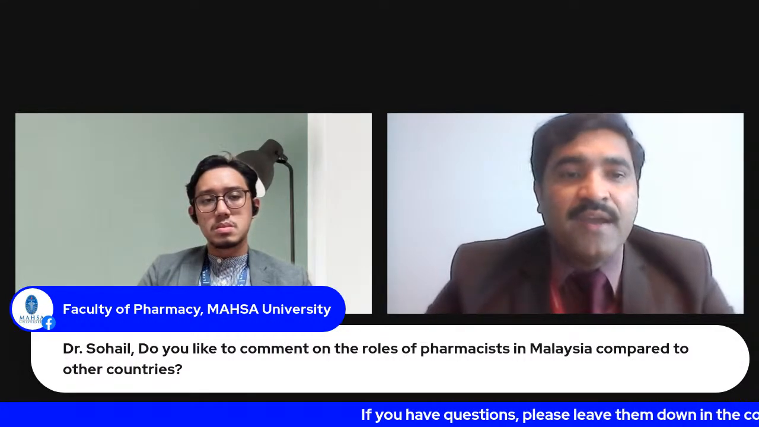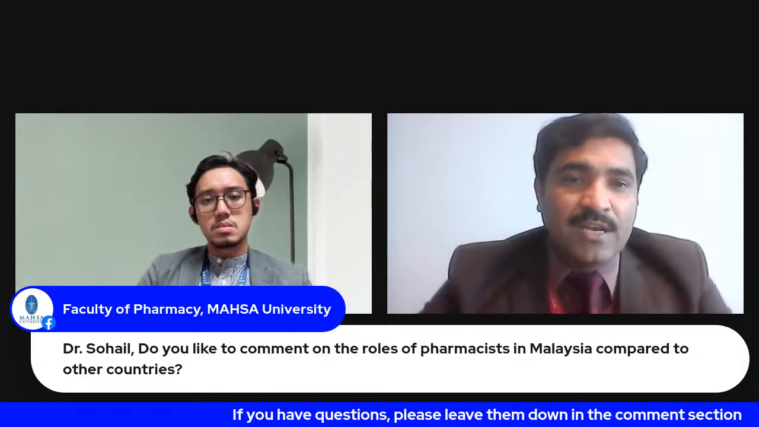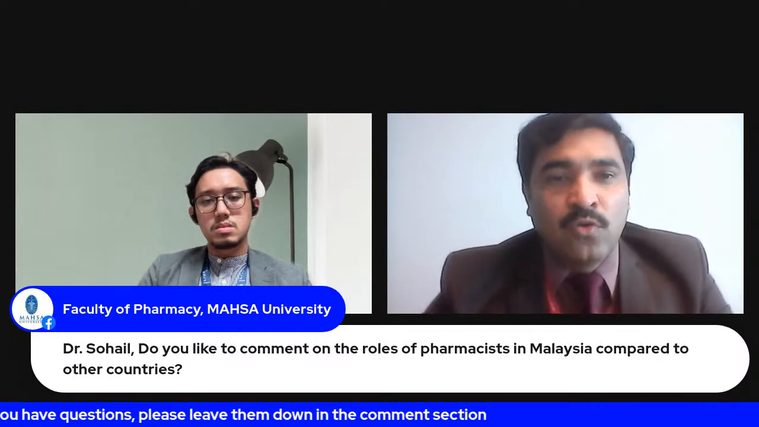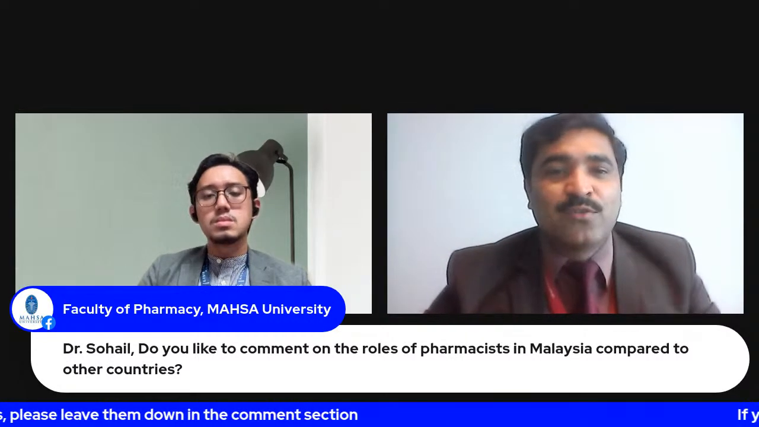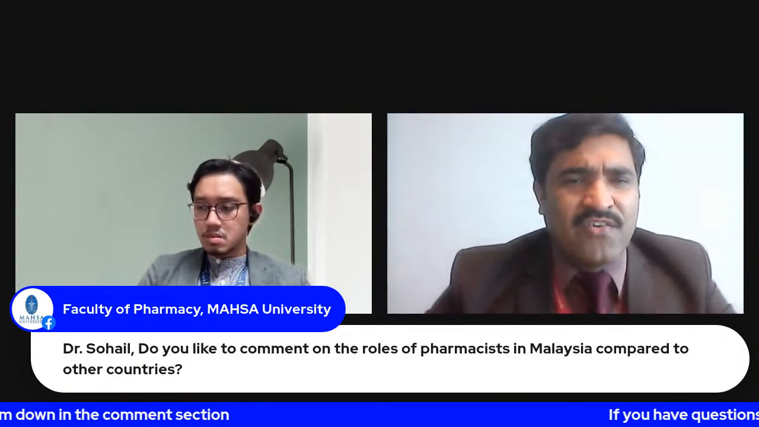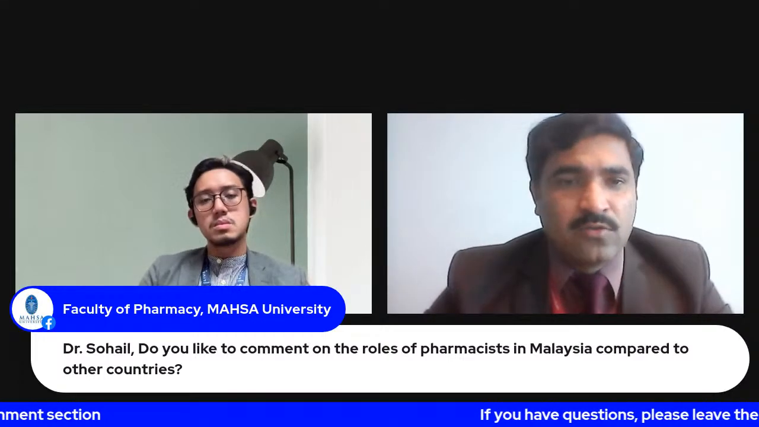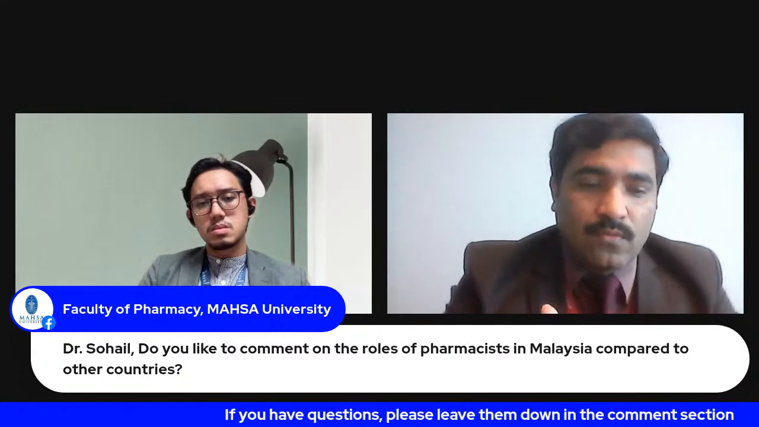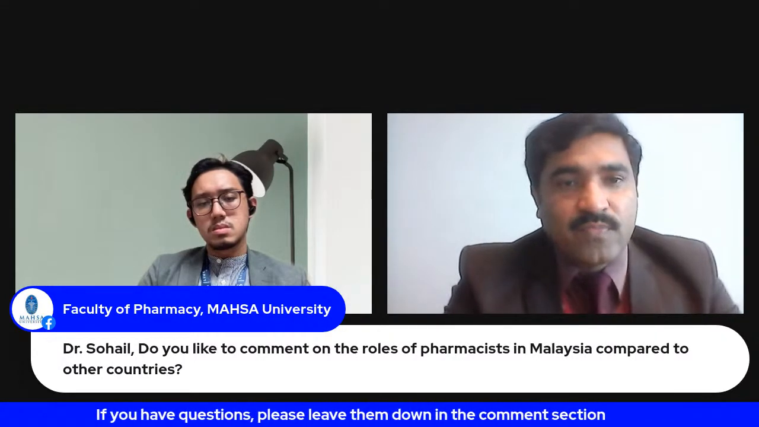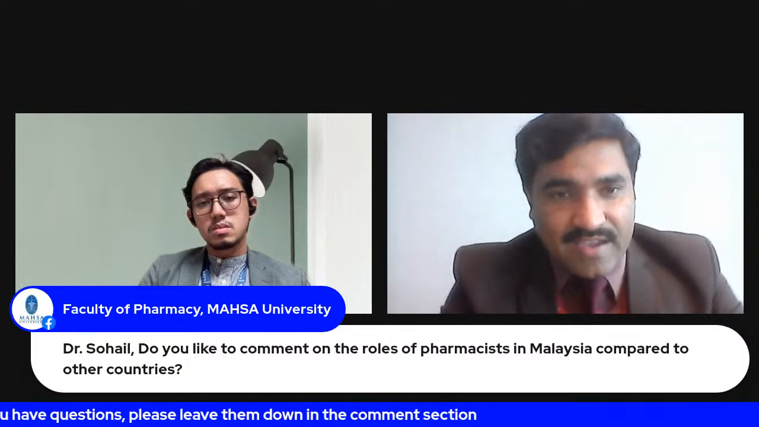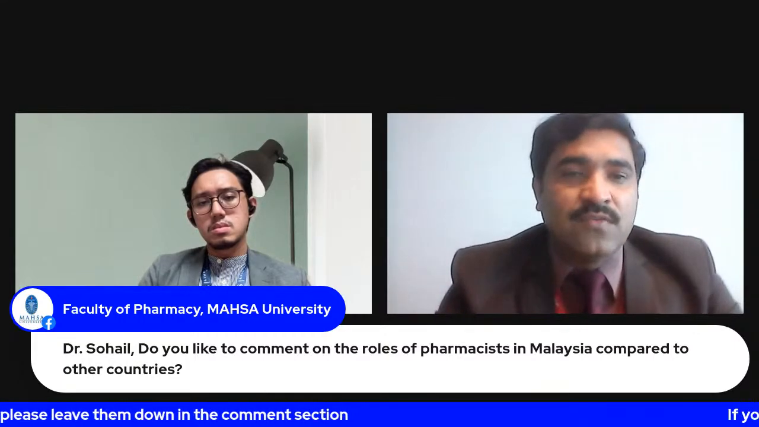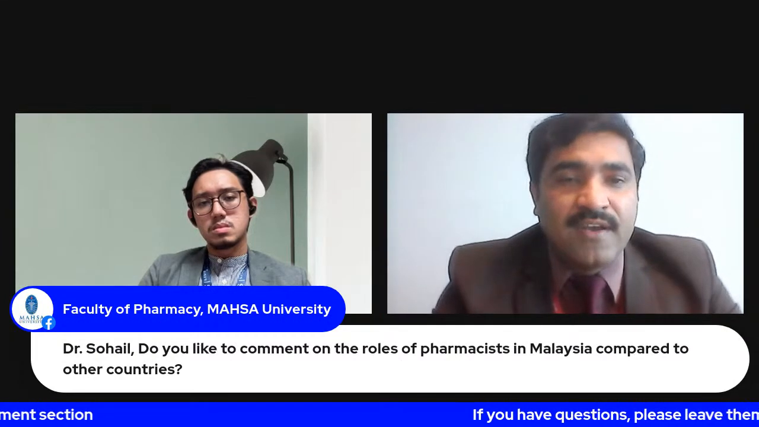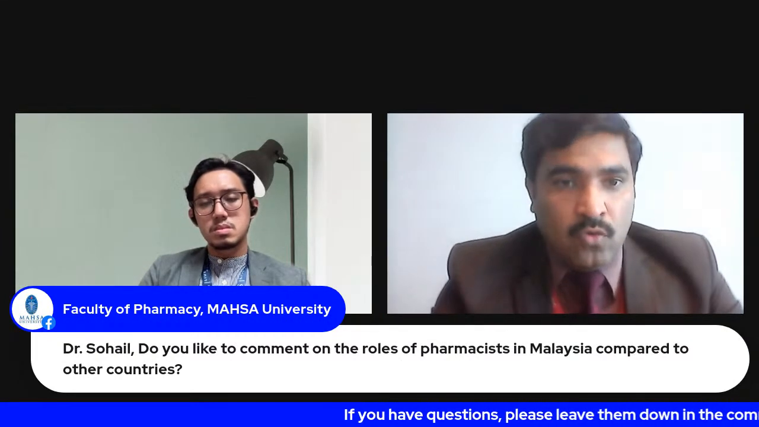The reason behind the curriculum is structured in a way so that the emphasis is more on the emerging roles than the traditional roles. So, what are those traditional roles? For example, drug discovery, dispensing, and all those are considered traditional roles. So, in Malaysia, emphasis is there for traditional roles as well, but more emphasis is given to the patient care or the service oriented or patient centered roles.